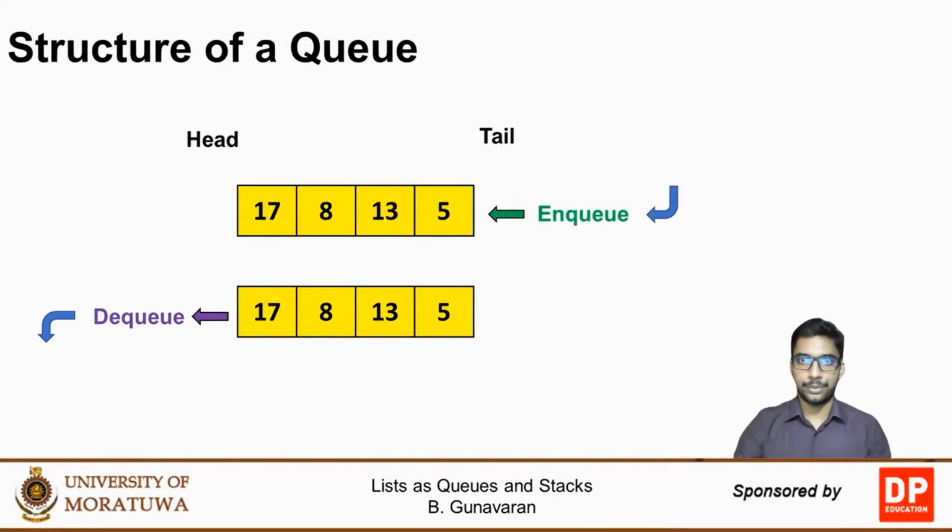In the context of queues, we use the term enqueue for insert and dequeue for delete. Enqueue operation adds an element to the tail of the queue, and dequeue operation removes an element from the head of the queue.